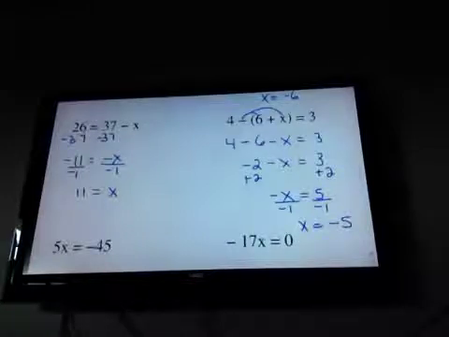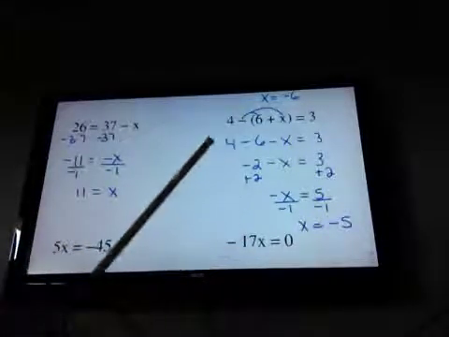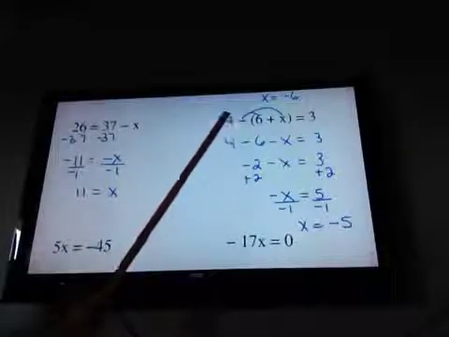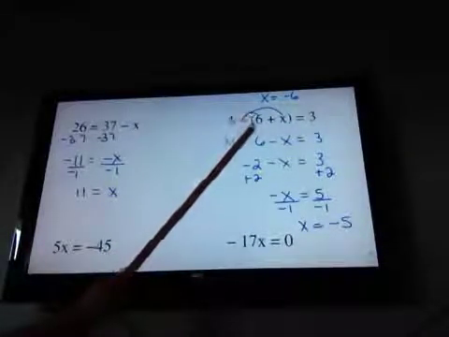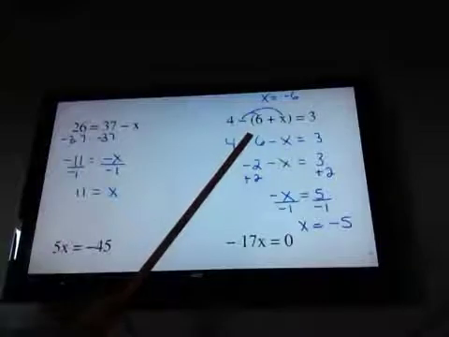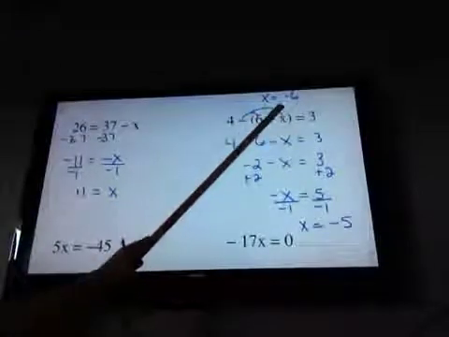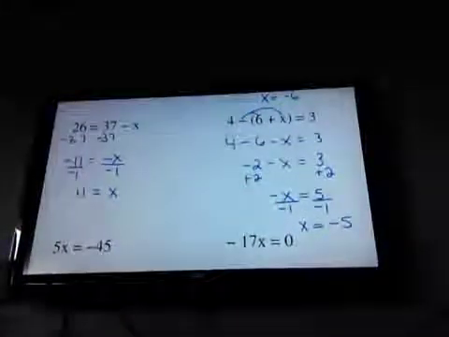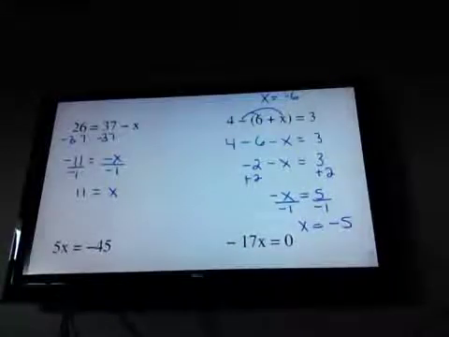And this is a good one to check. Maybe those other ones weren't really necessary, but this would be a good one. I go to my calculator and I punch in 4 minus parentheses 6 plus -5, close parentheses, enter. Do you get 3? Okay, because that's an easy one to make a mistake on.